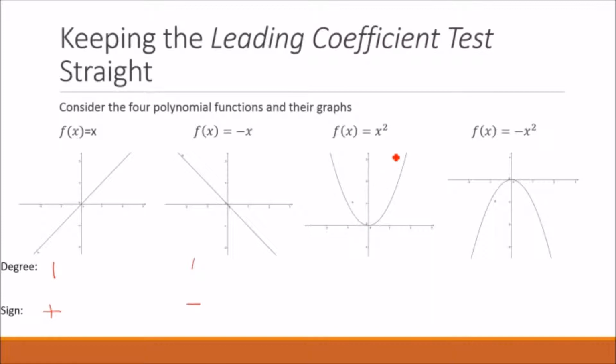For the third one, we have f of x equals x squared, which is degree 2, and the sign is positive, so it rises to the right and rises to the left. And finally, we have f of x equals negative x squared, which is also degree 2, and the leading coefficient is negative, so it falls to the right and falls to the left.